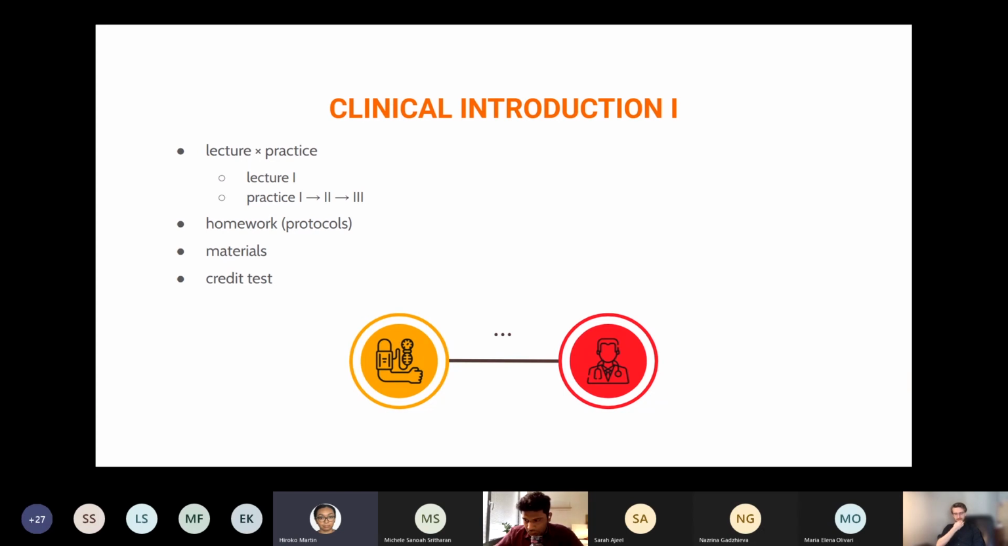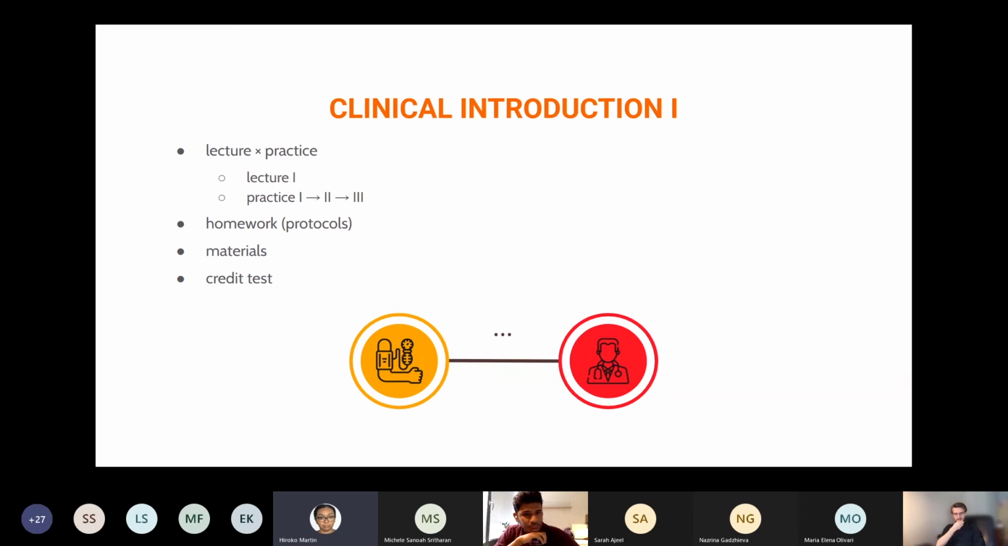So like I said, practice 1 is run by the biochemistry department, but practices 2 and 3 will actually be organized by the clinical departments, and they'll be taught in the faculty hospitals. There is only one lecture. So actually, you don't really need to worry about it.